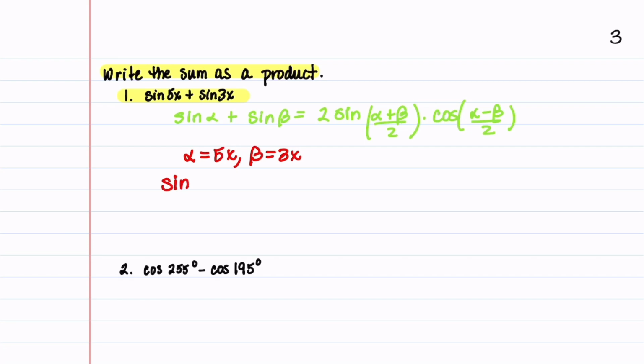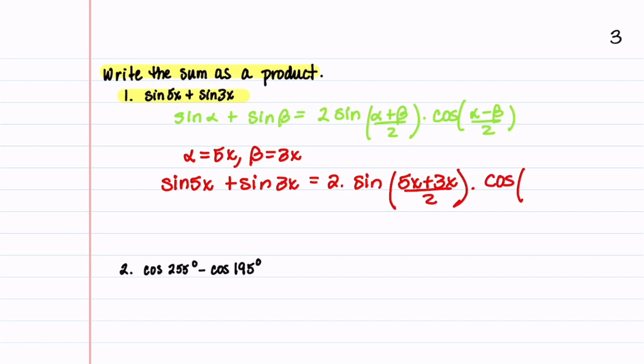This gives us that sine 5x plus sine 3x is equal to 2 times sine, and we'll add alpha plus beta, so we have 5x plus 3x, and divide that by 2, and then we multiply it by cosine of 5x, and then we'll subtract 3x and divide all of that by 2. This gives us 2 sine 4x times cosine of 2x divided by 2, which is just cosine x.